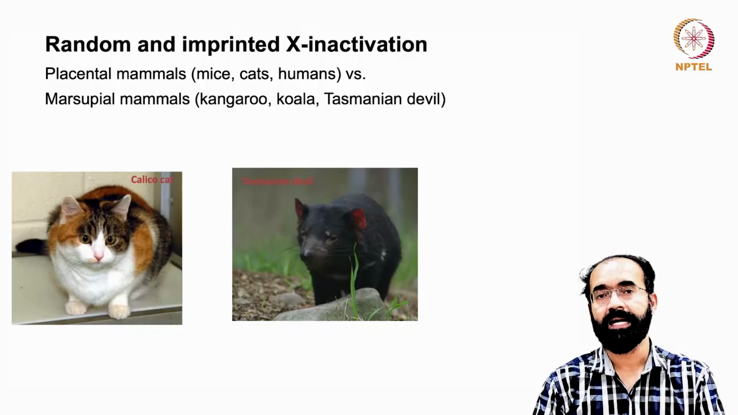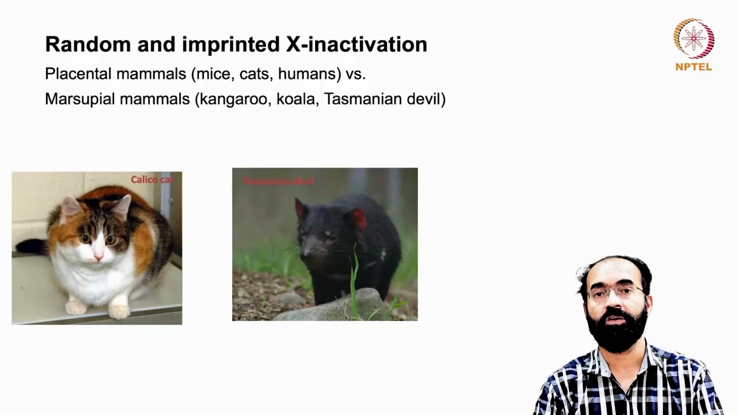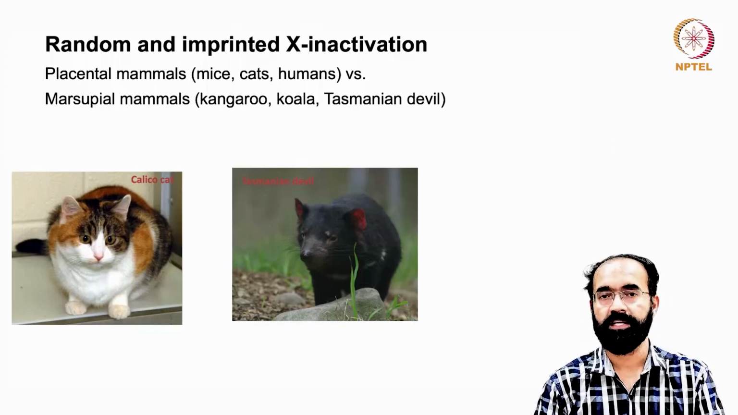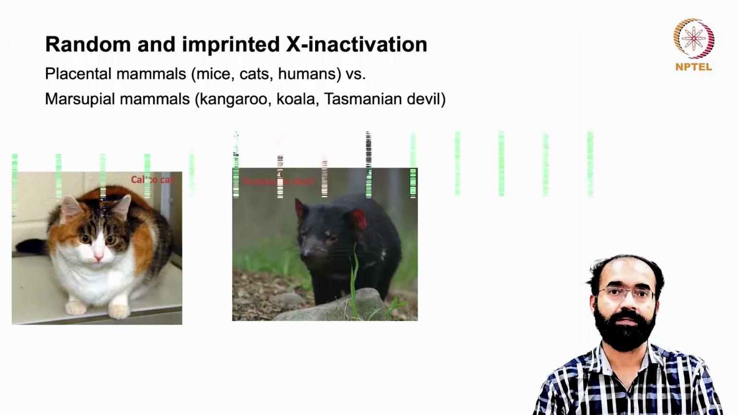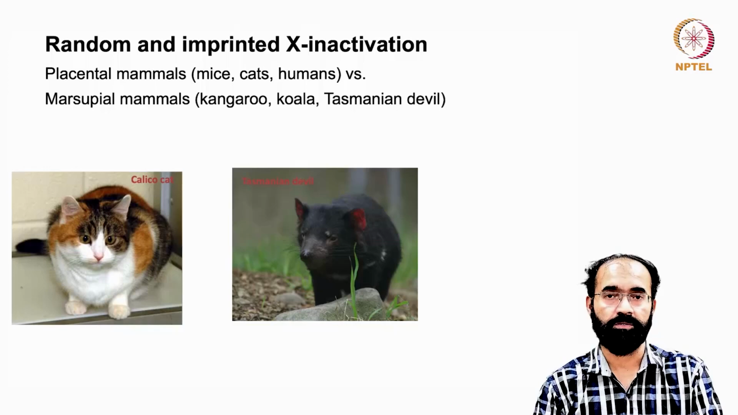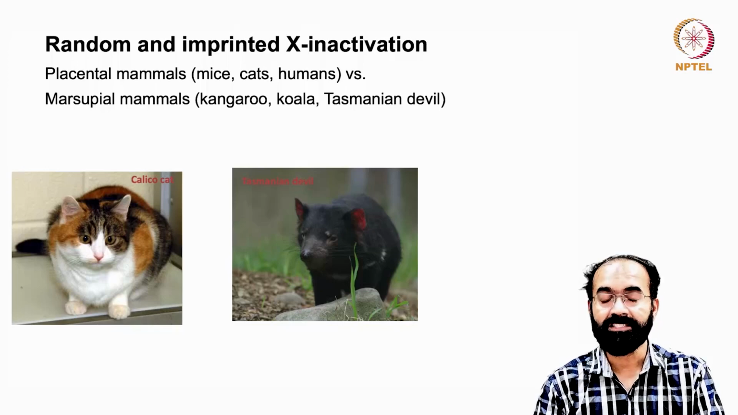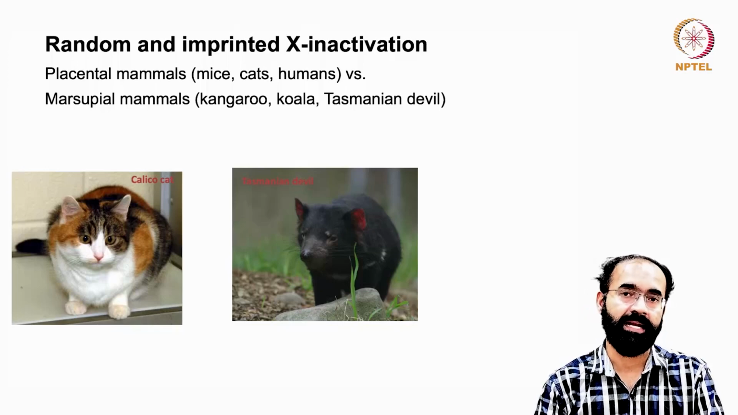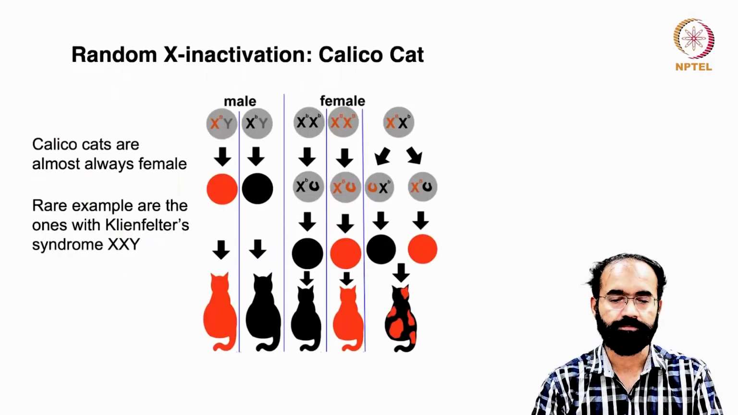I'm not saying that 1 X chromosome will always have yellow or 1 X chromosome will always have black. No, not like that. Both chromosomes can be black or both can be yellow. In that case you can't distinguish. But if a cat has both colors, that means the X chromosome is randomly made inactive in the skin. So we will see the genetics behind it.